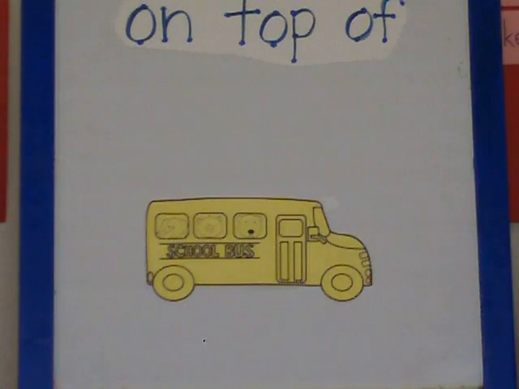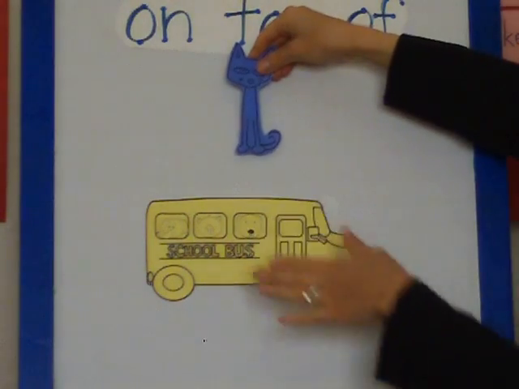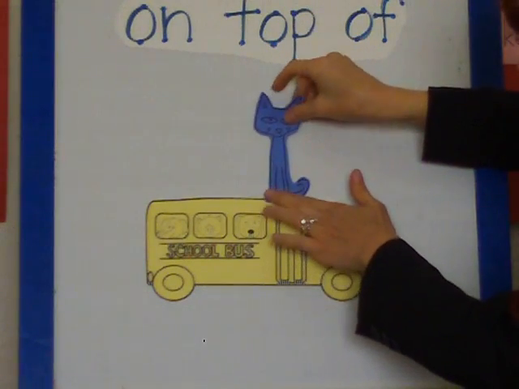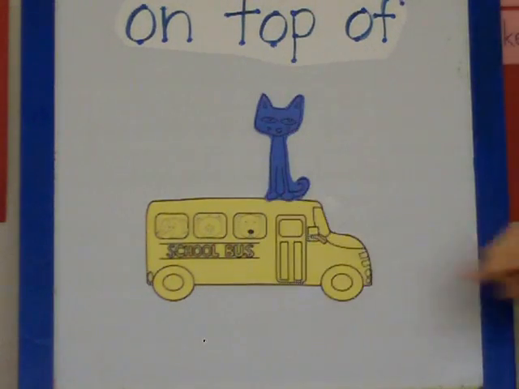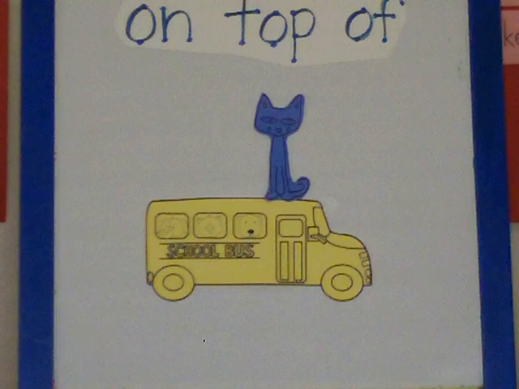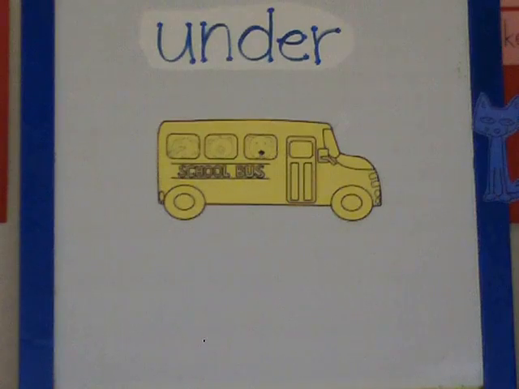On top of. Now on top of is different from above, because when Pete was above, he wasn't actually touching the bus. But to be on top of the bus, his feet have to be resting on the bus. So Pete is on top of the bus. Okay?